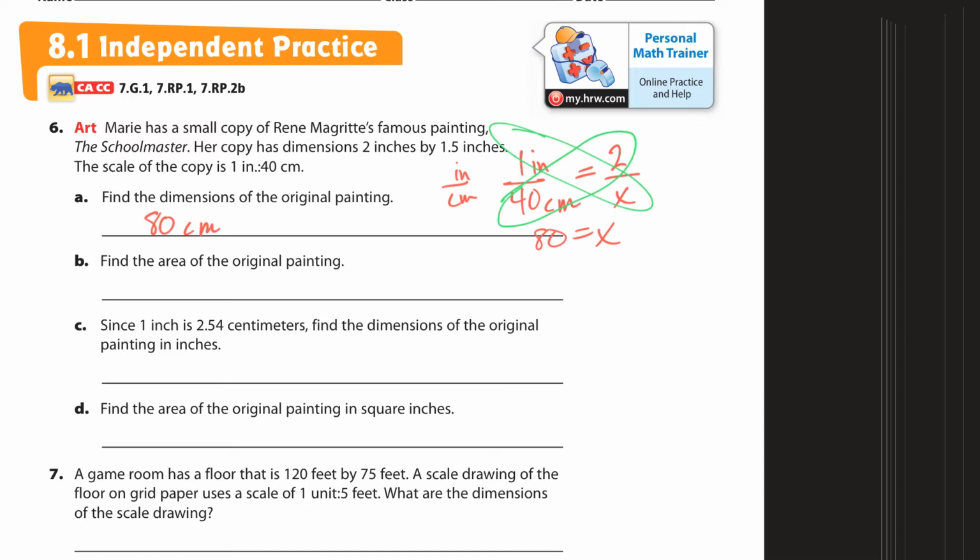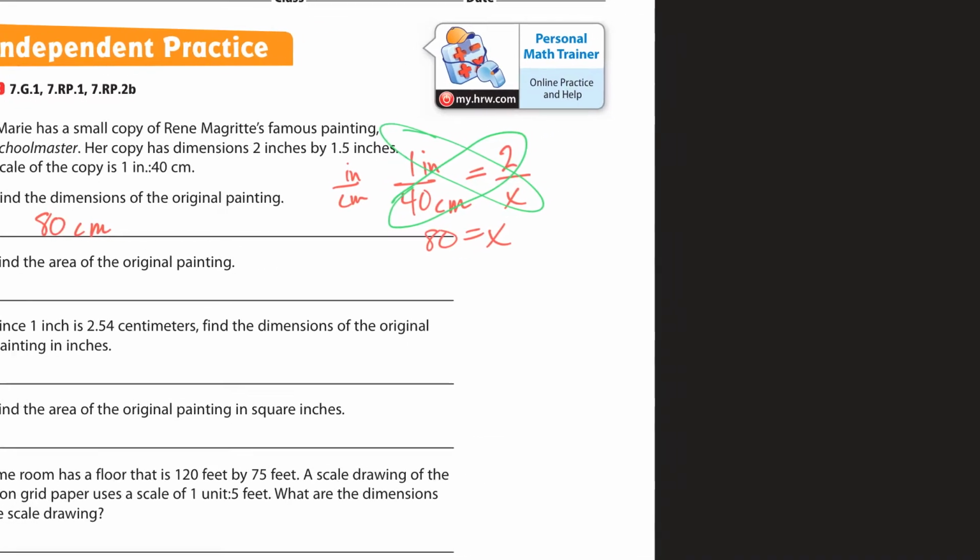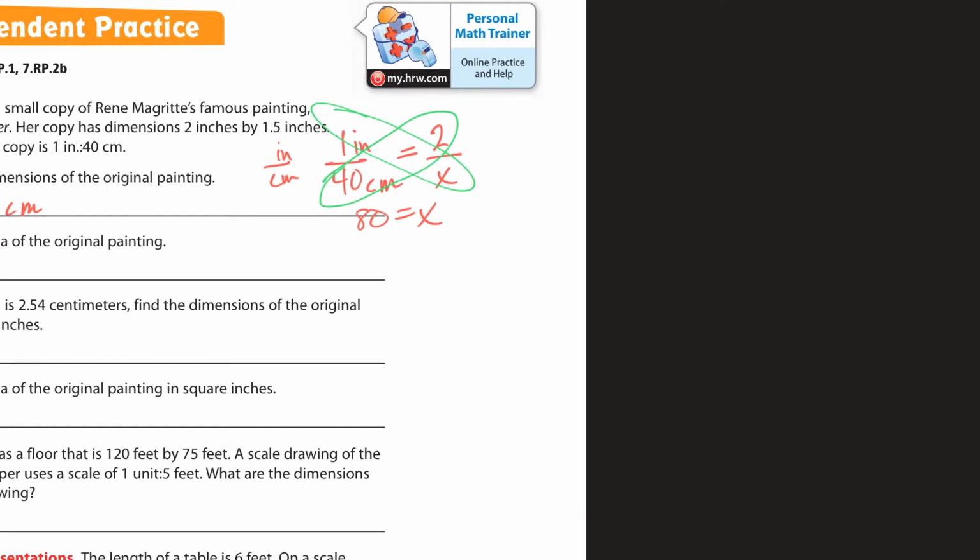And then I'll move this over a little bit more. And the other one's 1.5 inches. So let me go ahead and say that we use the same scale. 1 inch is 40 centimeters, but now instead of 2, it's going to be 1.5 inches is how many centimeters. And 40 times 1.5, well, that would be 60, I believe. So when you cross multiply these, you would get 60, and then cross multiply these, and you get x. So 60 is x.